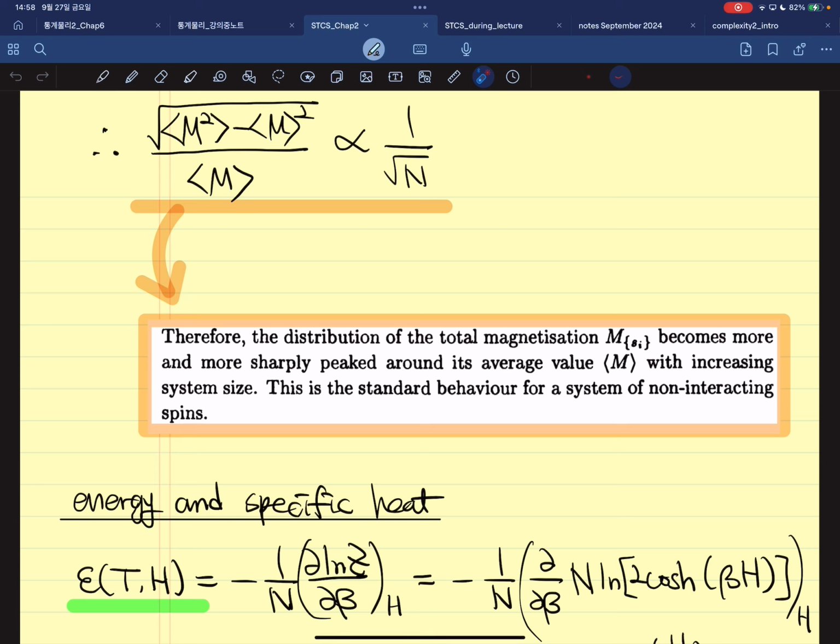To quote this textbook, the distribution of total magnetization becomes more and more sharply peaked around the average value with increasing system size. And that is the standard behavior of the system of non-interacting spins.